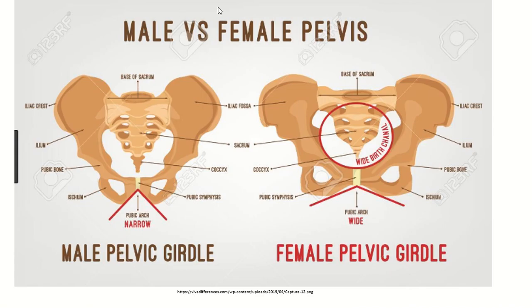Now male versus female pelvis. First we'll talk about the structure of the pelvis. This is the base of the sacrum, this is the iliac crest and this is the iliac fossa. This is the ilium, pubic bone, ischium, pubic arch, pubic symphysis, coccyx, sacrum.